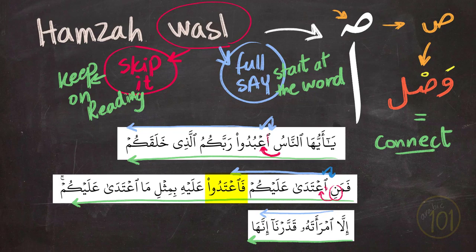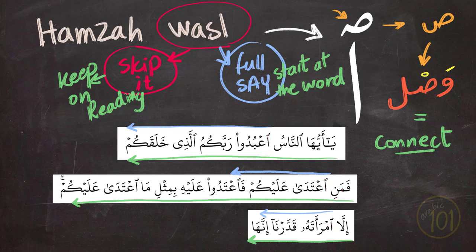Now in the second Hamzat Wasl in this example, we notice that it comes in the middle of the word. And in this case, I have no other choice but to skip it all the time because I can't split the word into two just to pronounce the Hamzat Wasl. So I will always say فَاعْتَدُوا. So I dropped it and it will be dropped always because it's in the middle of the word. Last example, I said إِلَّا امْرَأَتَهُ. But if I started at the word, I will say imra'atahu.